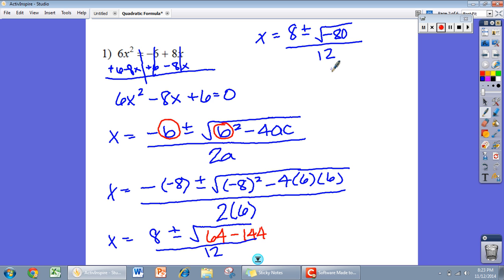So now we need to simplify the negative 80. Well, we know that having a negative sign underneath the radical is not where it needs to stay because the square root of a negative 1 equals i. So we need to pull out an i. Square root of 80, let's take care of that using our graphing calculator.